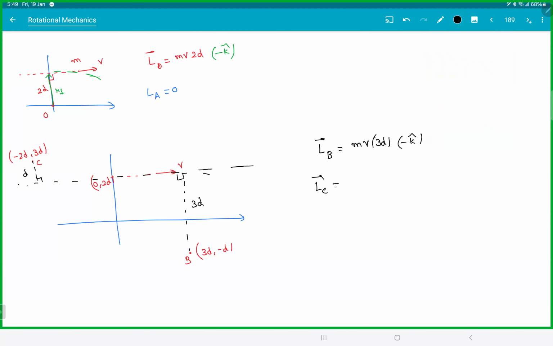Angular momentum about C, m, v, perpendicular distance d. Now, if you observe here, this is r bar, it would have rotated upward. That is plus k cap. Magnitude, I'm sure you're confident, but direction, be careful.